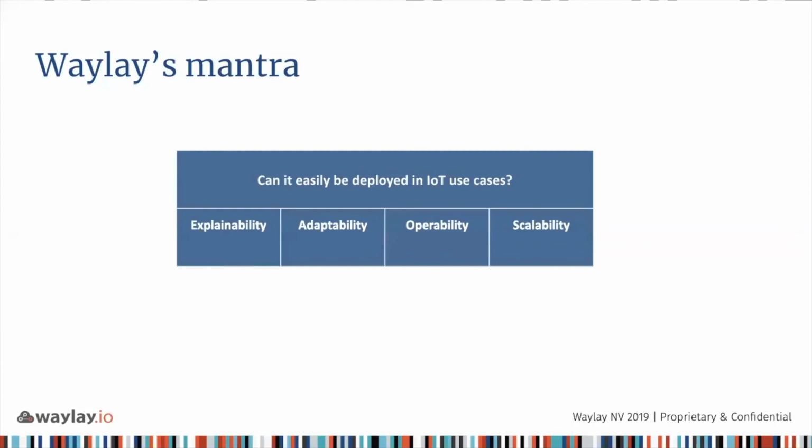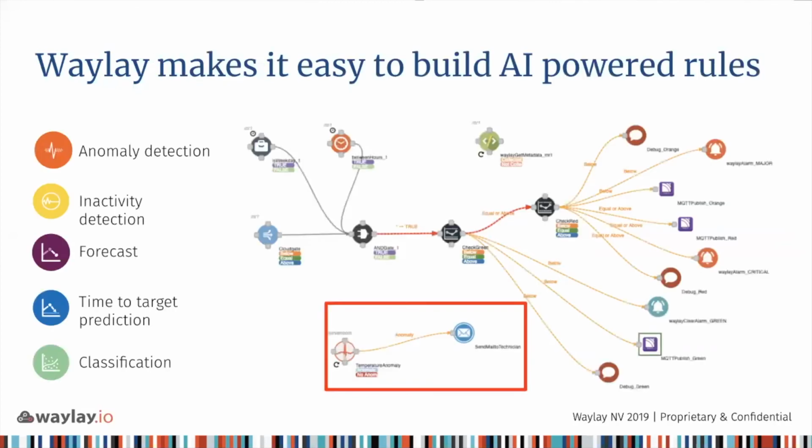So I'll use that throughout the presentation to explain what features we offer in order to be able to operationalize complex issues like anomaly detection and prediction. Okay. So let's start with the first one. The first one is the explainability.